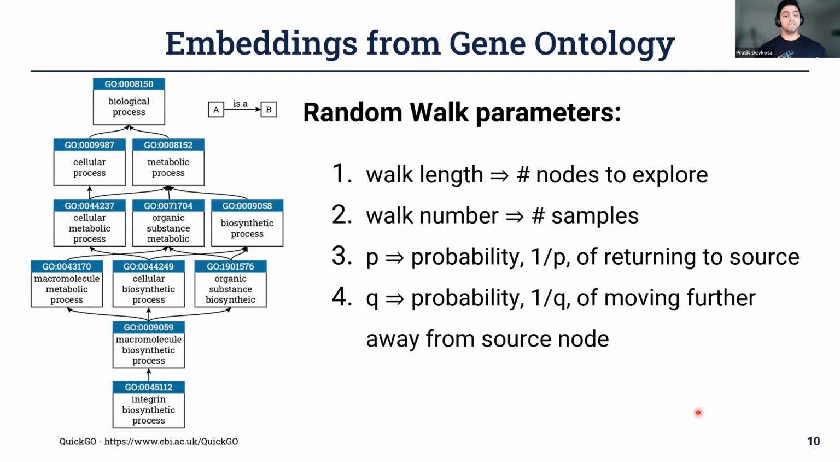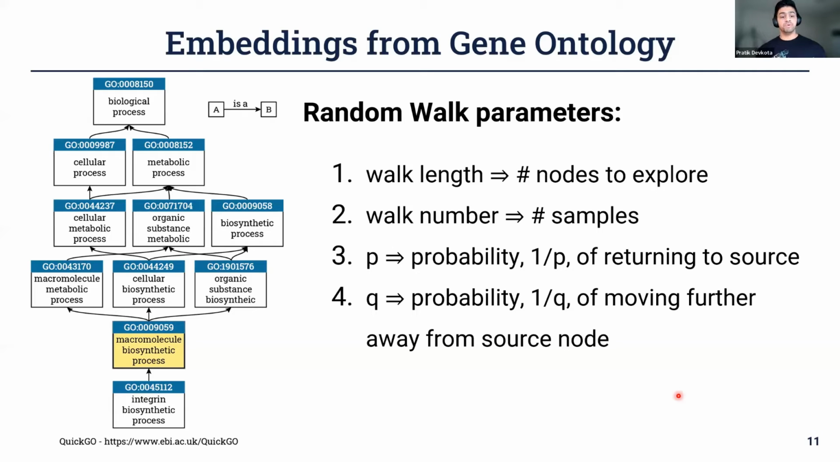First, we use a method called random walk with these parameters that we can tune. The walk length defines how many nodes we want to explore. A walk number defines the number of samples that we want to generate. And P and Q are probabilities that control how we want to explore the nodes to generate context.